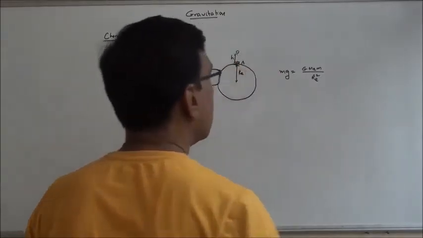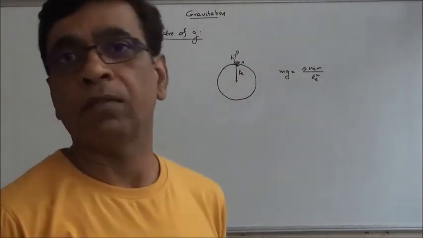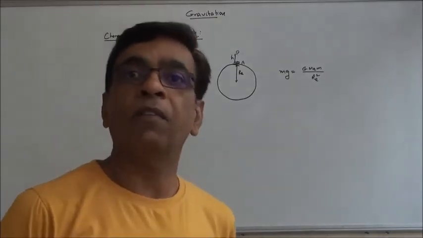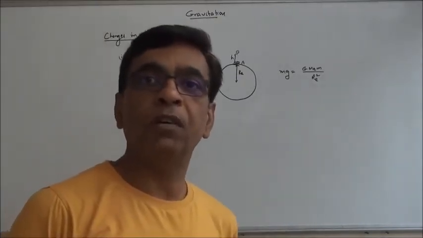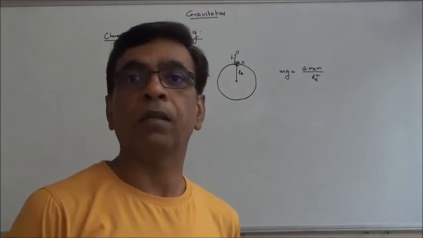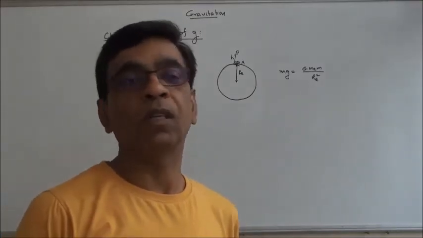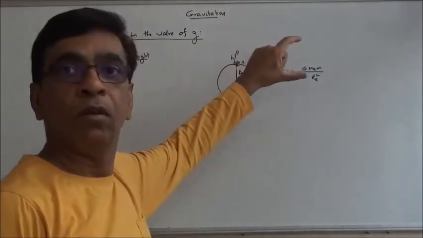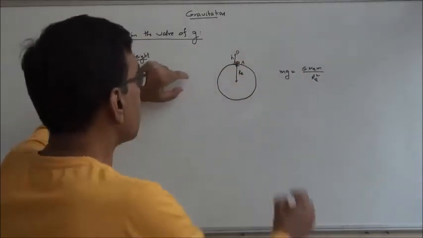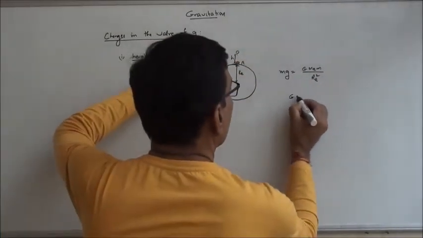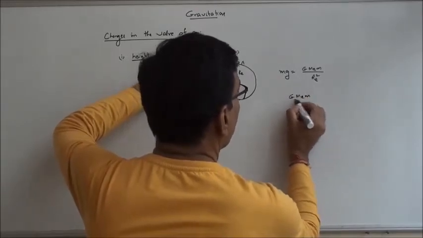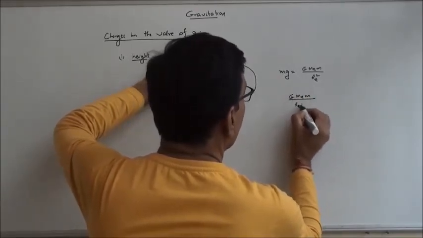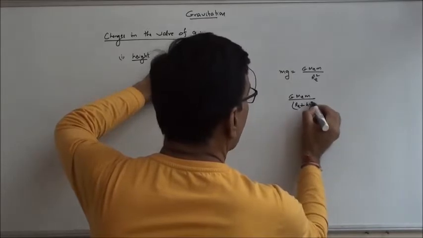at distance h from Earth's surface, now the gravitational force between that object and Earth is no longer GM_e m upon R_e square. The distance has increased now. If distance is more, the force will be less. So what will be the distance? R_e plus h. And what will be the gravitational force? This one.